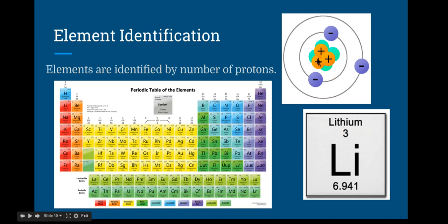But if I add or remove any protons to this, I change the actual element. So if I were to add a proton to this, well, now I have element number 4, beryllium, whole different properties. If I take a proton away, well, now I have helium, element number 2.